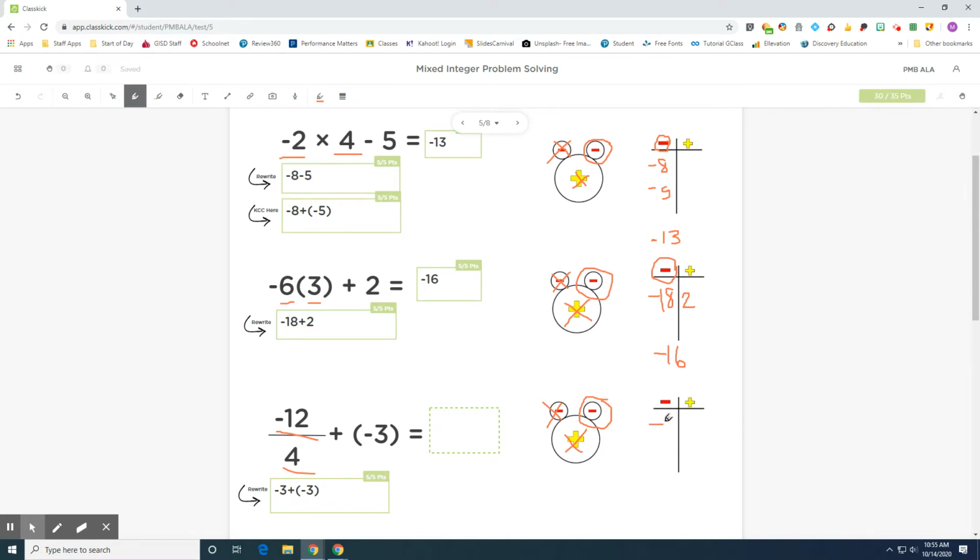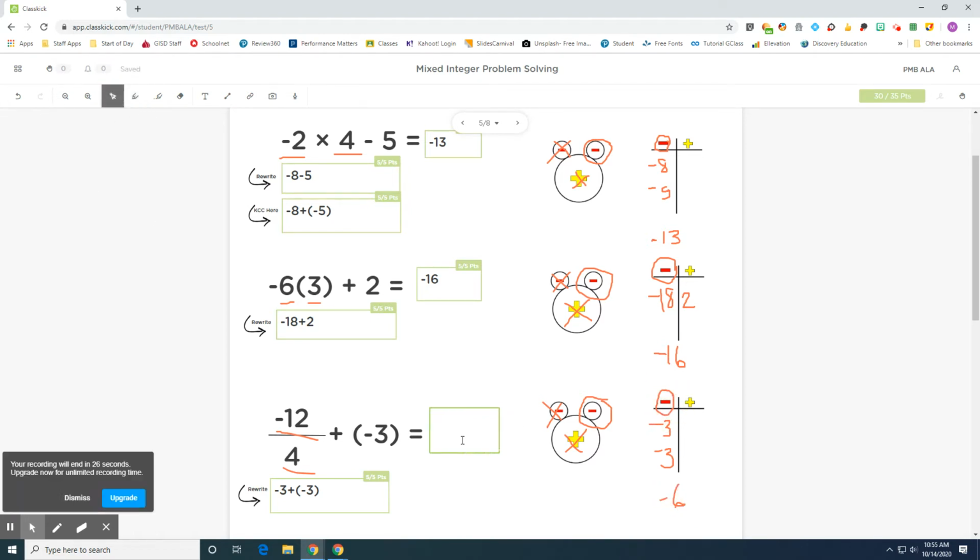So I have -3 and -3. And they're on the same side, so I'm going to add them and keep the sign. So 3 plus 3 is 6. And it's -6 because you're supposed to keep the sign. So our final answer on this problem is -6. And that is how you do multiple mixed operations with integers.